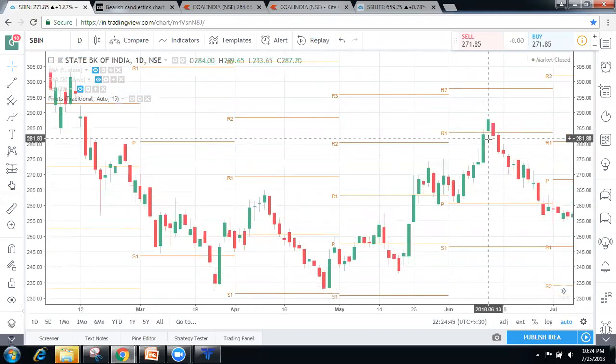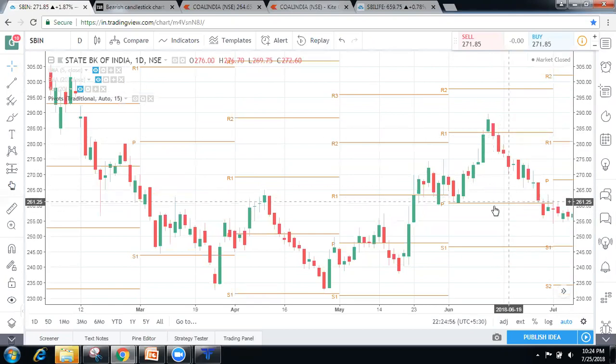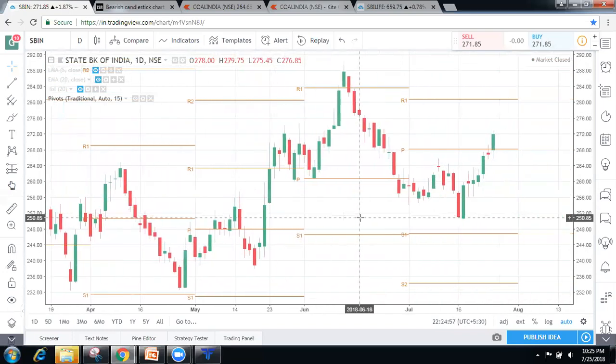This is an outside candle down, so I'm shorting here at R1. I'm shorting at this level, 282. My target should be the pivot, 261. I got it.